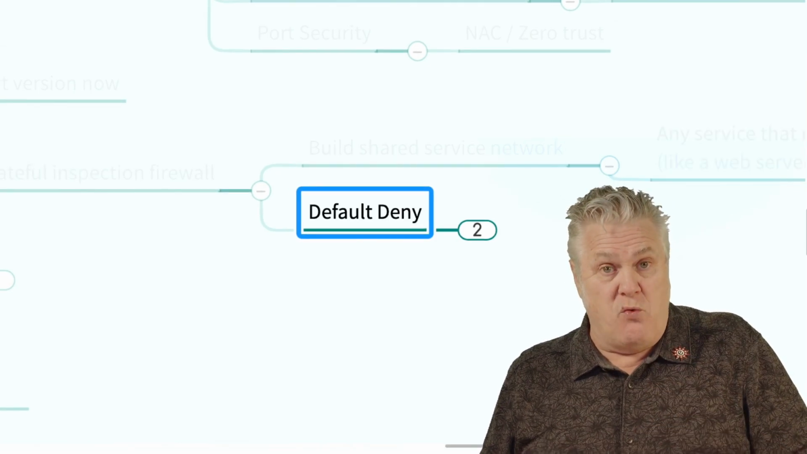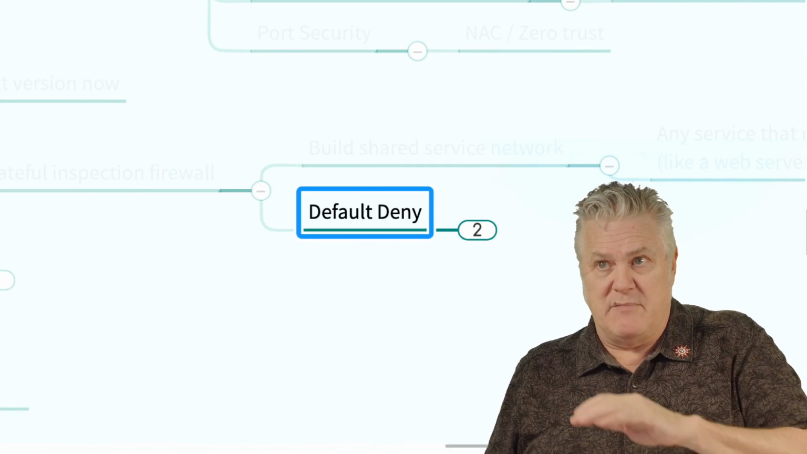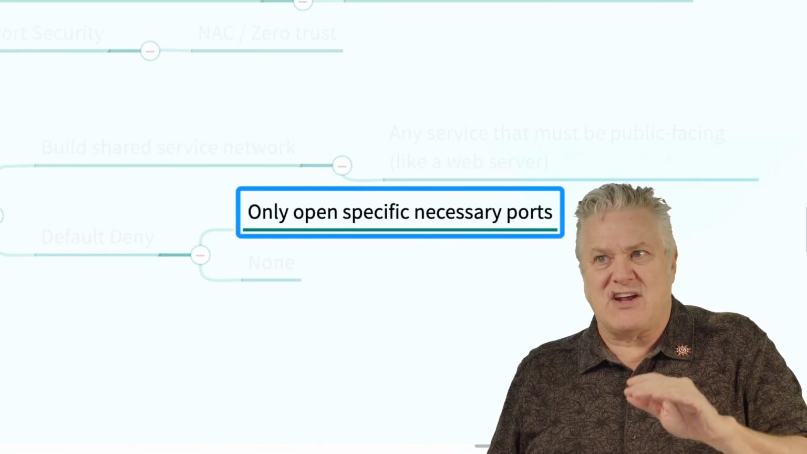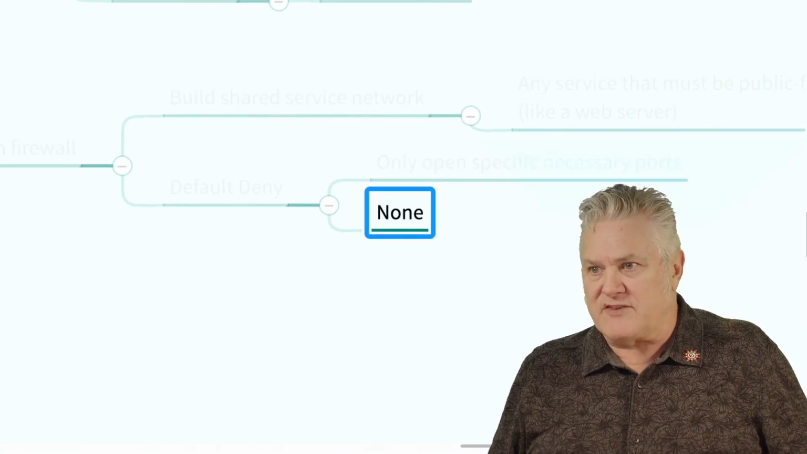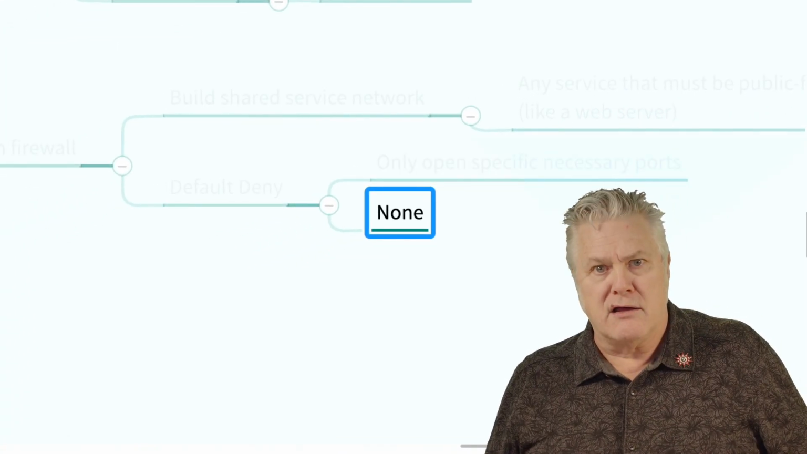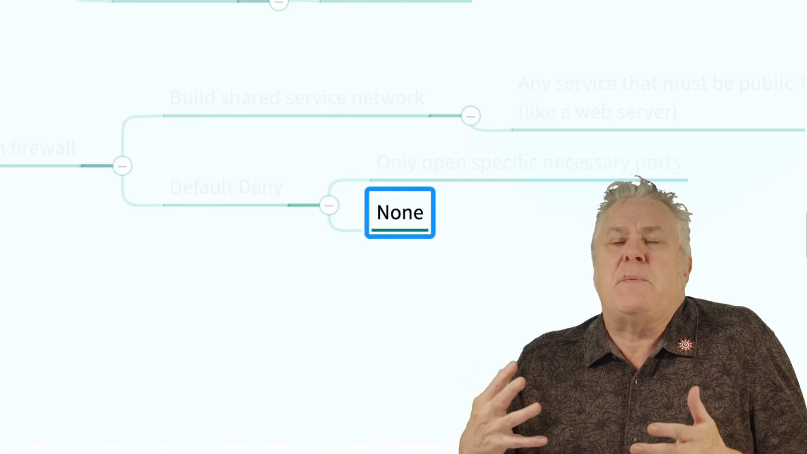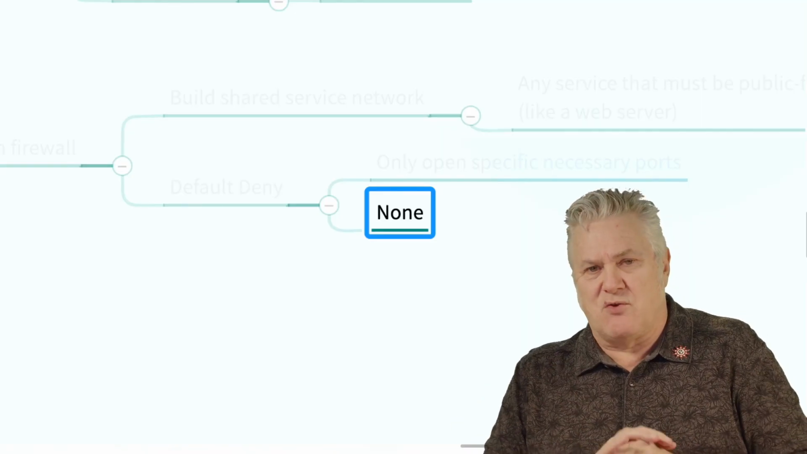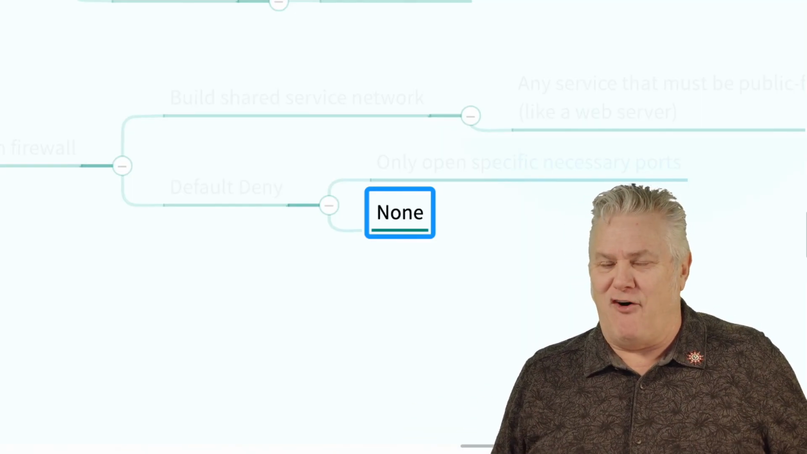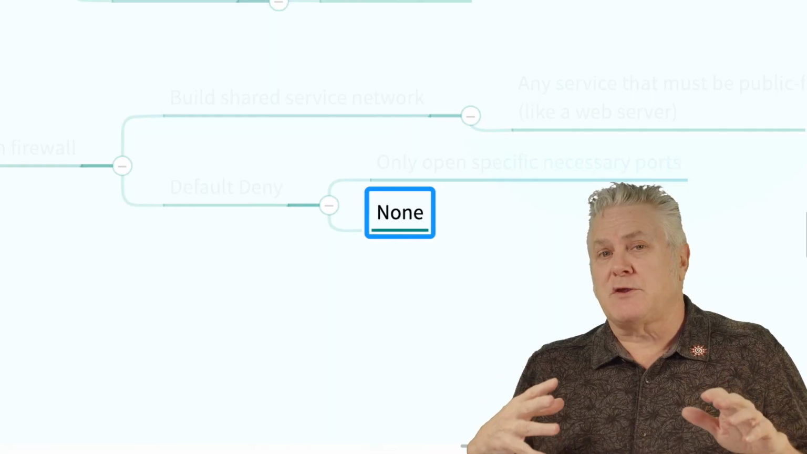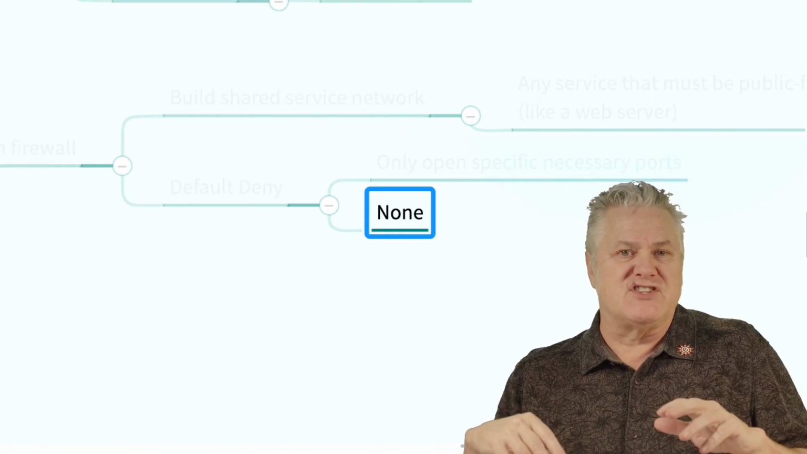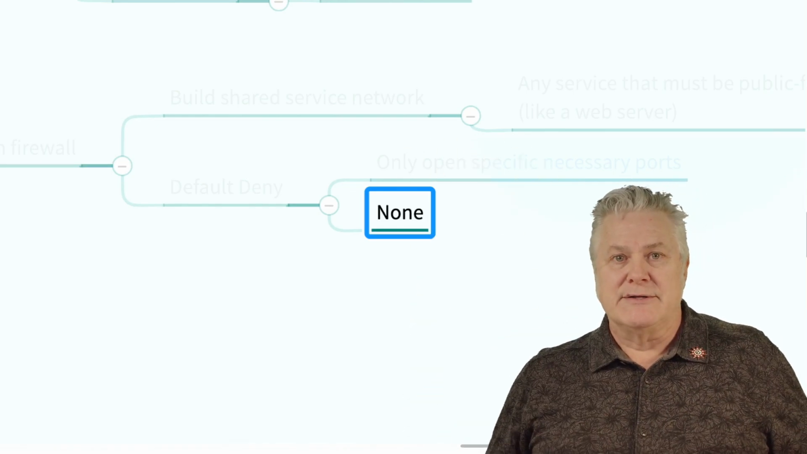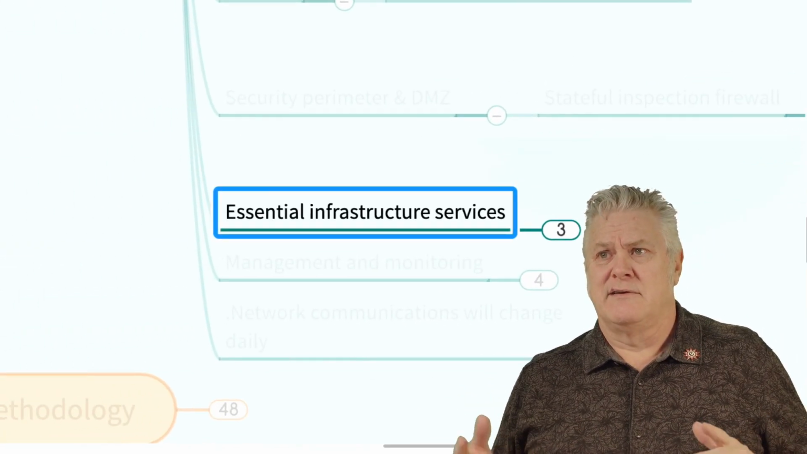The stance that you want is default deny. That means don't let anything through. Only open specific necessary ports, and usually in small offices, the answer to this is none. Maybe the VPN to get in, maybe, but probably none. So that's kind of the default deny of all courses there. And especially with the proliferation of web services out there, with our web servers, our mail, and all those things being pushed into the cloud, none is a good option.